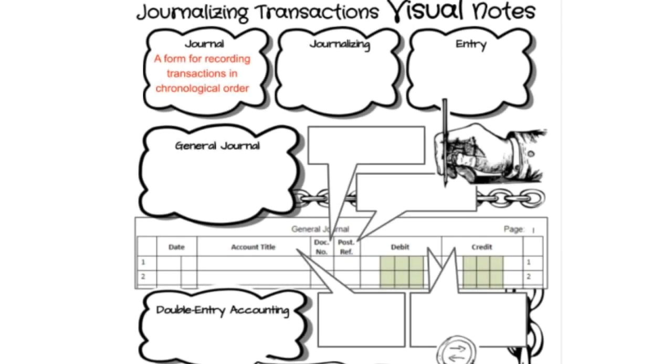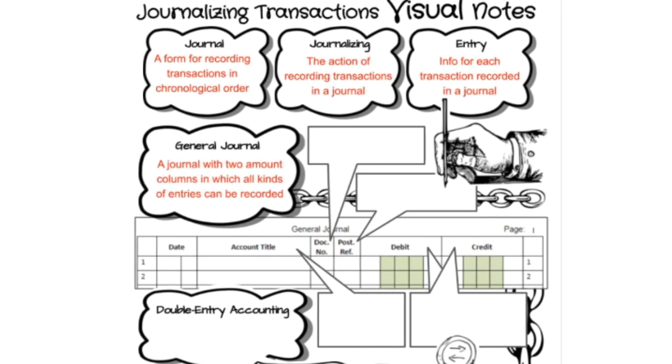A journal is defined as a form for recording transactions in chronological order. That means by date. And journalizing is the action of recording transactions in a journal. And an entry is info for each transaction recorded in a journal. General journal is defined as a journal with 2 amount columns in which all kinds of entries can be recorded.